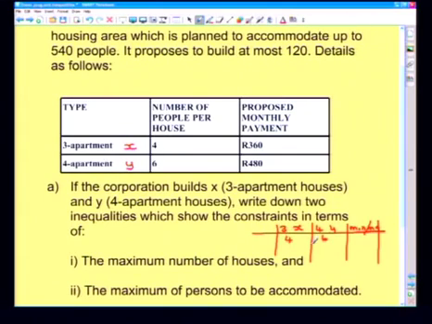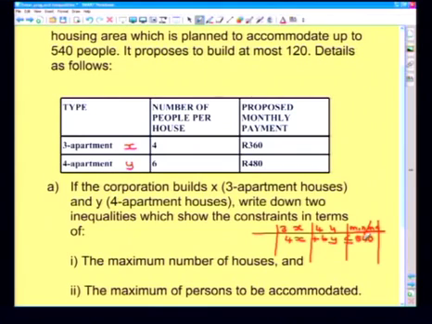And what did they tell me? They told me it had to accommodate up to 540 people. So 540 would go in there, and we go less than or equal to, we tag in an X, we tag in a Y, and we put a plus sign between them. And that is effectively our first inequality.